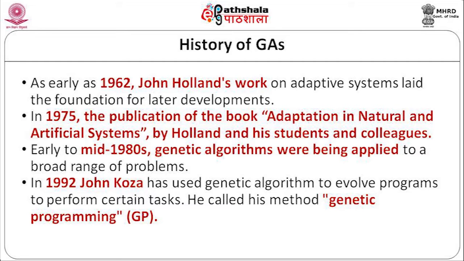In the early to mid 80s, genetic algorithms were being applied to a broad range of problems. Others started using it and applying it to a variety of problems, artificial problems, I mean, not natural adaptation. And in 1992, John Koza used genetic algorithms to evolve programs to perform certain tasks, and he called this group of programs genetic programming. So, we have the genetic basis, then genetic algorithms and genetic programming.